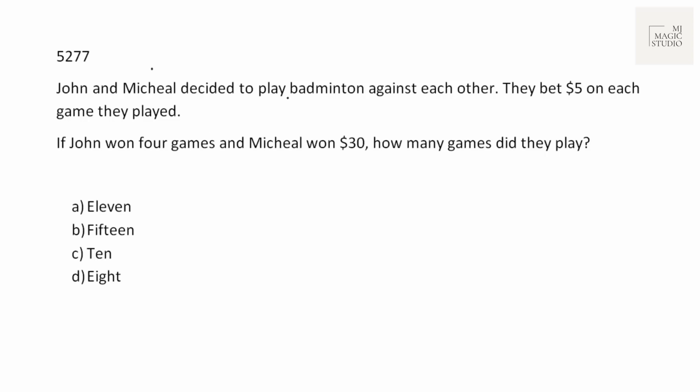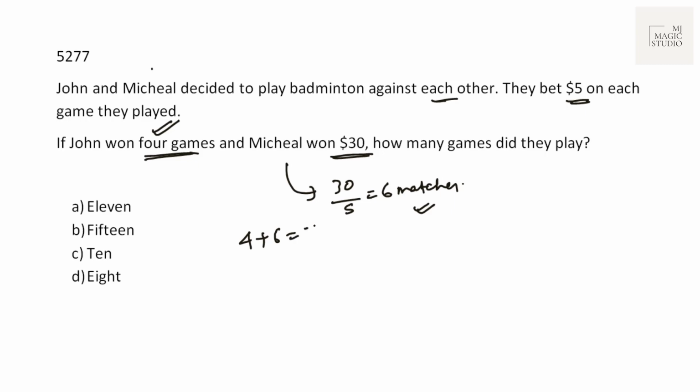One from a simple mathematical reasoning. John and Michael decided to play badminton against each other. They bet $5 on each game they played. John won 4 games and Michael won $30. That means Michael has won 30 by 5, that is 6 matches. So how many games did they play? If John wins 4, Michael wins 6, and if no other information is given, we'll say that 4 plus 6 equals 10 matches were played among them. Option C would be the pick.